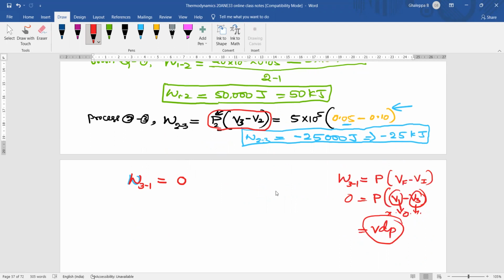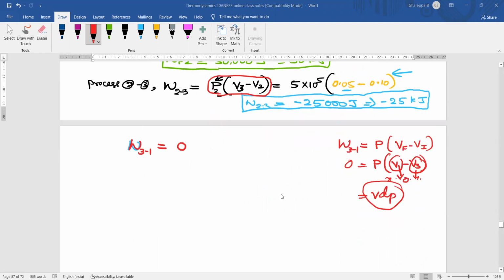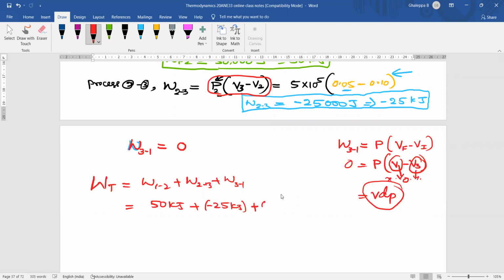So substitute all the values: W1 to 2, W2 to 3 and W3 to 1. Here you got 50 kilojoule. This one you got minus 25 kilojoule. The third one you got 0. So the total net work done is 25 kilojoule.